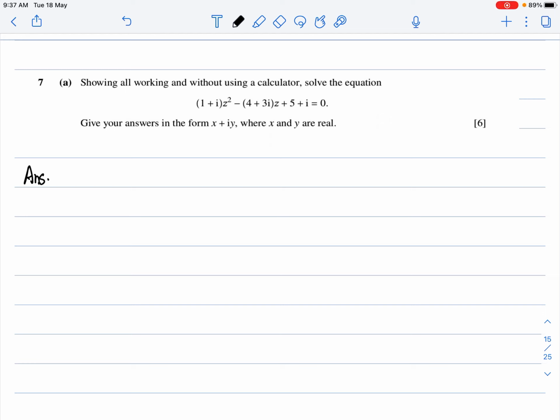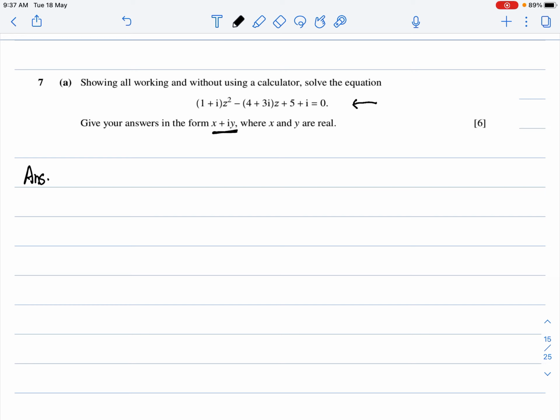This is the seventh question of the paper, and as you can see, it's a complex number question. So we need to solve for z and give the answer in the form x plus iy. If you see, you notice this is a quadratic.